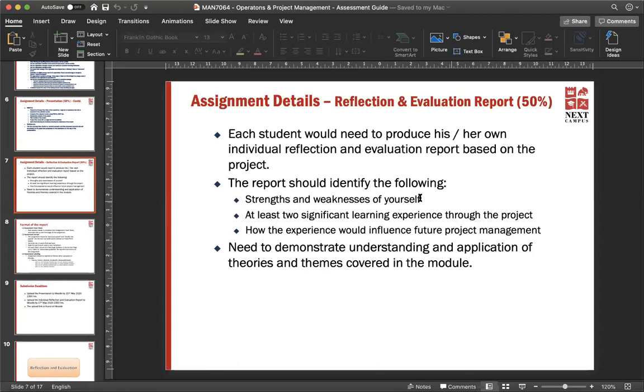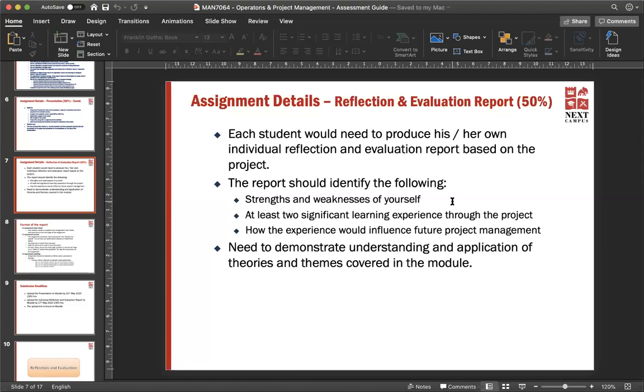Strengths and weaknesses of yourself. So when you did the project, what are the strengths and what are the weaknesses? You need to critically evaluate yourself. But you can link this to what you have done. But this is not a place where you discuss what you did. It is more on the impact that what you did had on you. So you need to discuss the strengths and weaknesses.